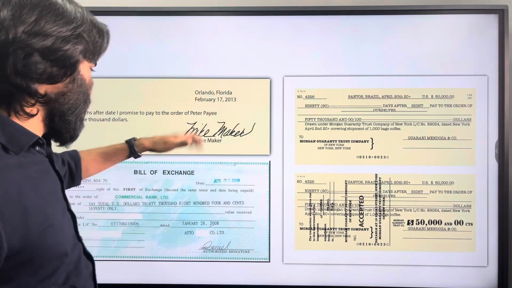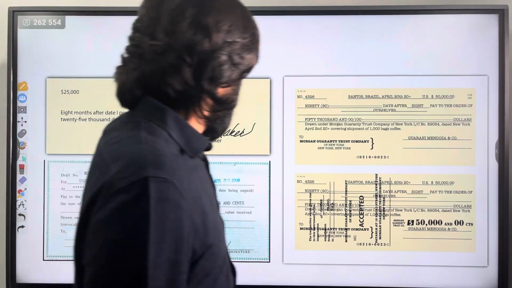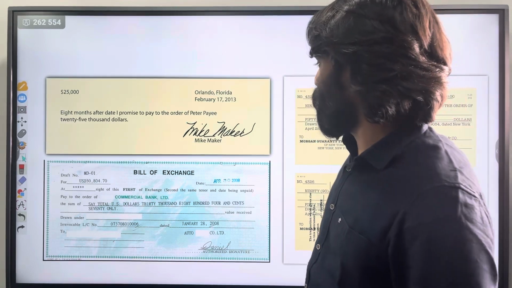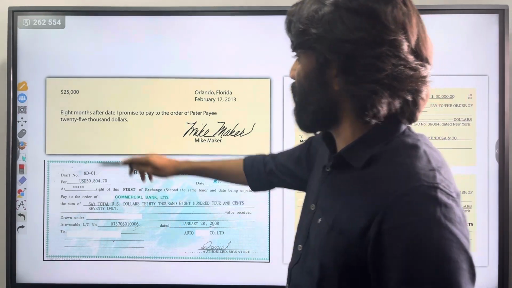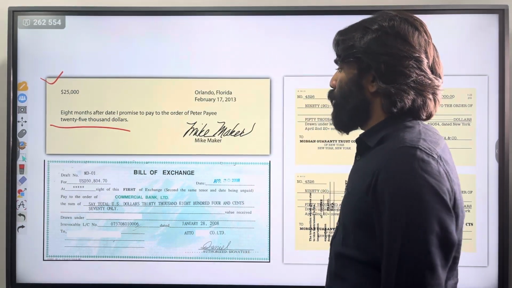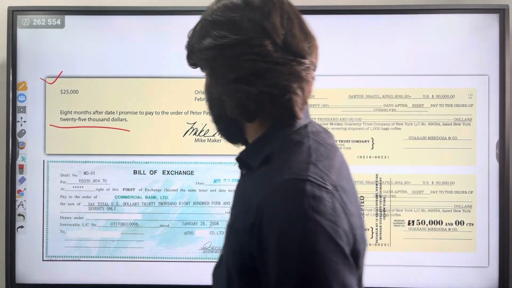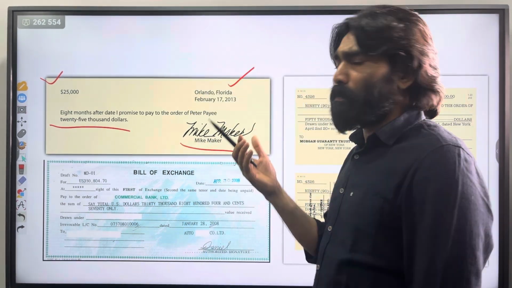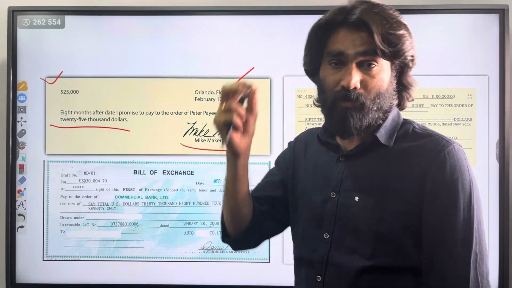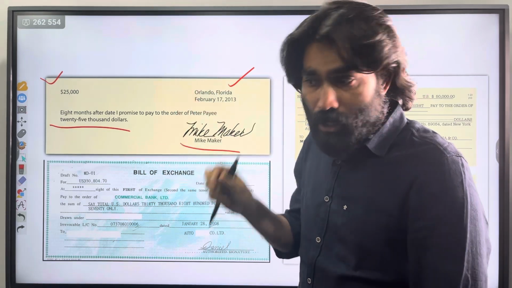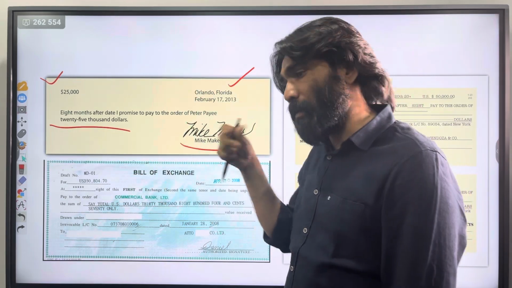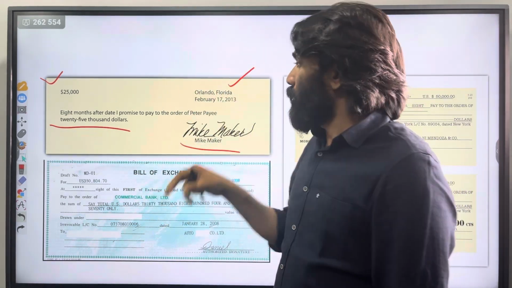Then, how do the bills look? I have a couple of examples so that you can refer, because sometimes the most important question is how the bills look. See, this one is another example of a bill. Here, 8 months after date, I promise to pay to the order of Peter P, $25,000, and signature. It can be plain paper also. You can convert any plain paper into a commercial paper by promising someone on paper that you will make payment, maybe after 1 week, 2 weeks, 3 weeks.